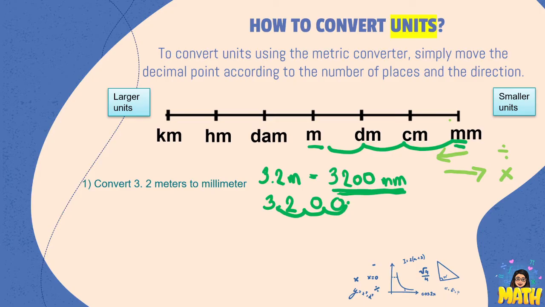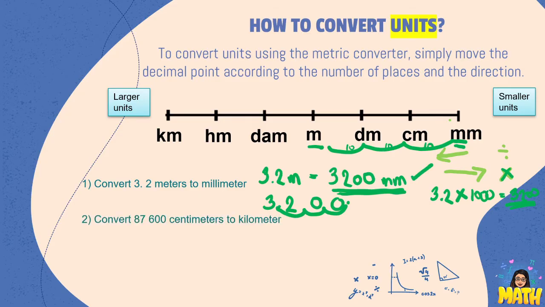Okay, i-check natin kasi kanina sabi natin if it is larger to smaller, we use multiplication. So, it is 3.2 times. Gaano kalayo? 10 times 10 times 10. So, this is 1,000. So, 3.2 times 1,000, that's actually 3,200. So, which really means na tama ang ating technique.